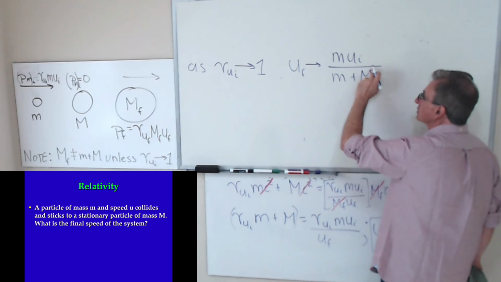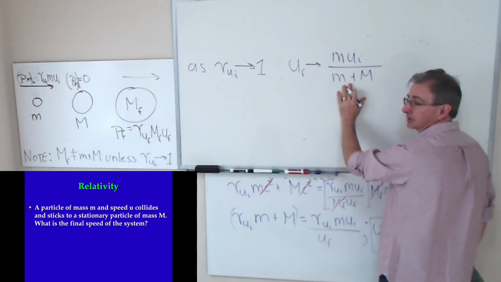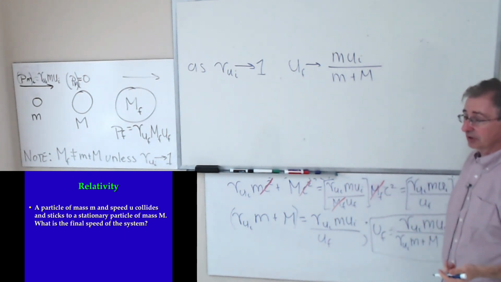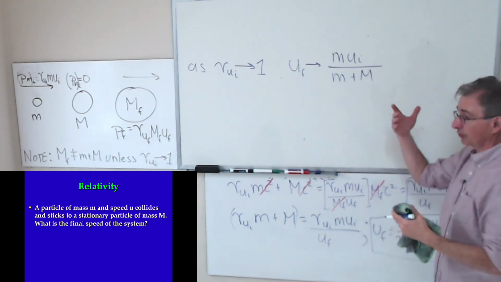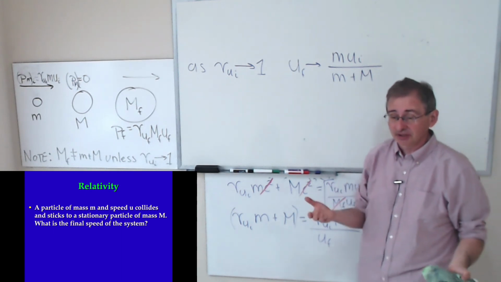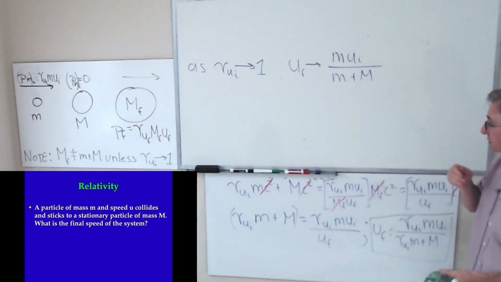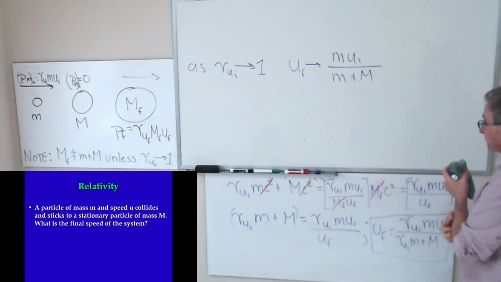So let me rephrase that. It's m times u initial over the sum of the two masses that you have initially, which is the classical expression. This is the classical expression for a completely inelastic collision between two particles, which you've done in your previous physics course.